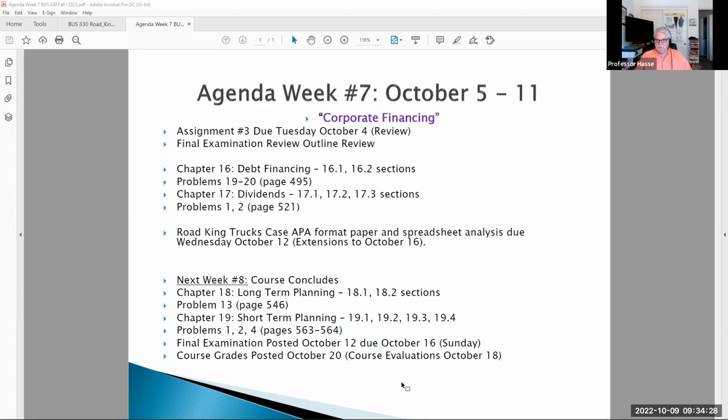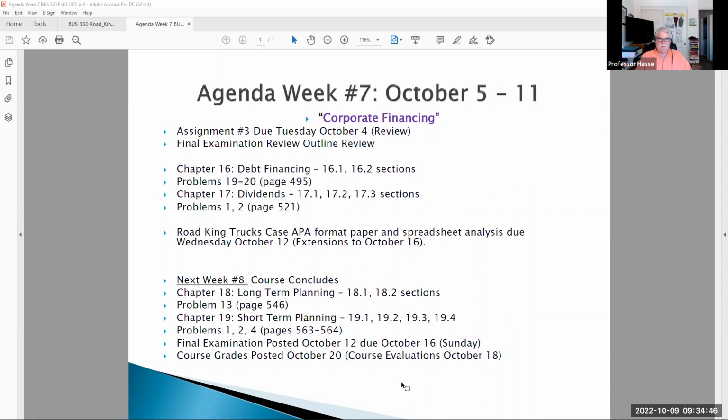First of all, the solutions to assignment 3 are posted in Blackboard. You can download those under the assignment 3 file folder and take a look at them. Also, the grades will be posted by the end of the day, Sunday, October 9th. You will see your grades through assignment 3.